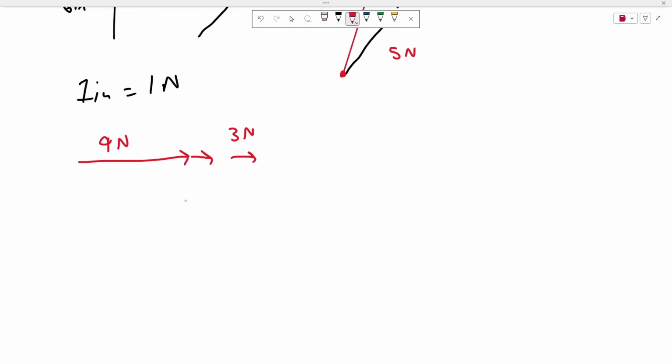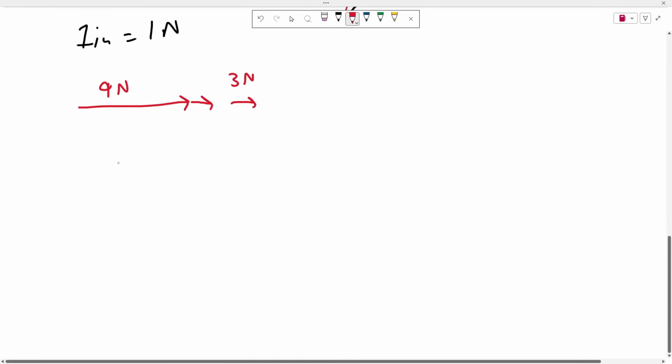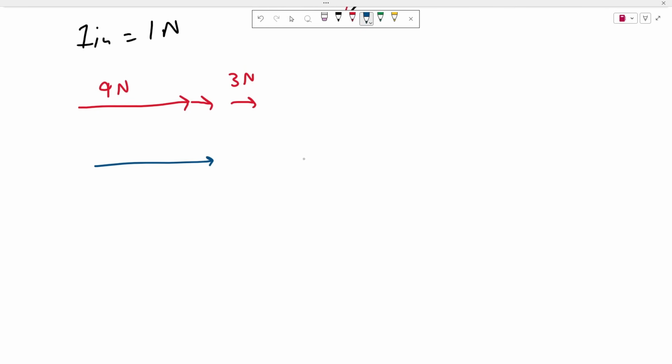Now, if two vectors are facing in opposite directions, for example, if this vector in blue is facing towards the east, and this 3 Newton vector is now facing towards the west, they're going to actually subtract from one another. So you'll find in Regents that whenever two forces are acting in the same direction, they'll add. But if you have two vectors in the opposite direction, you'll need to subtract them.